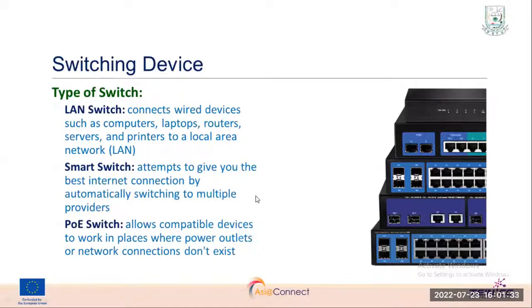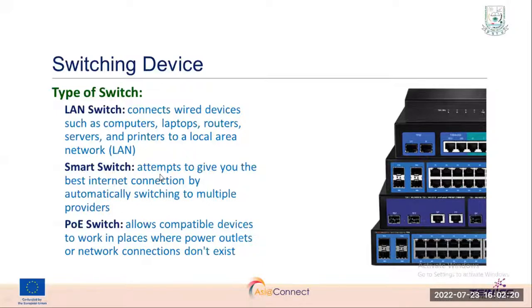Switching devices, types of switches. A LAN switch connects wired devices such as computers, laptops, routers, servers, and printers to a local area network. That means if we want to make a local area network, we have to use a LAN switch. A LAN switch will receive an incoming connection from the public network or the enterprise network, and it will transmit our data from the incoming signal to the outgoing. It has a designated number of ports.